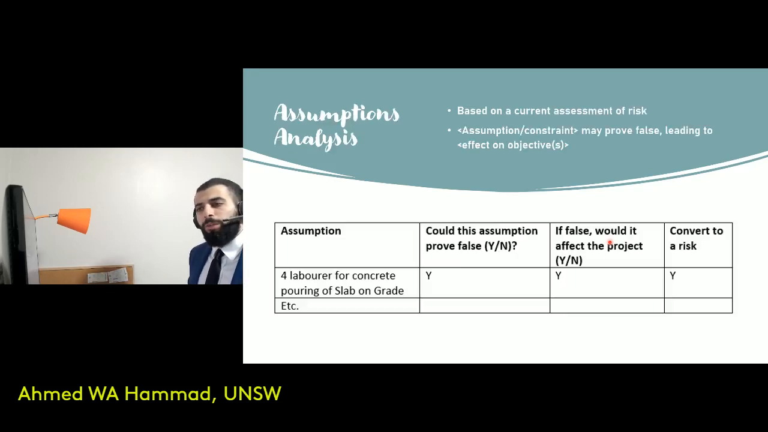Let's look at another example, and this time the method is referred to as the assumptions analysis method. Now, it's based on a current assessment of risk. Again, there's an example for you.